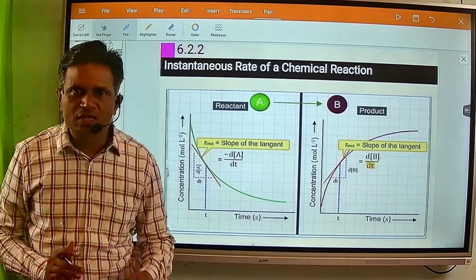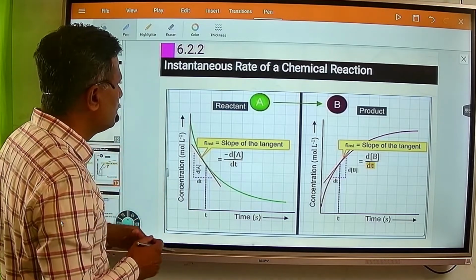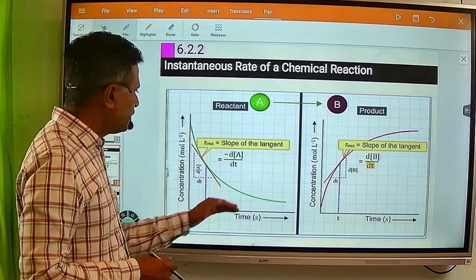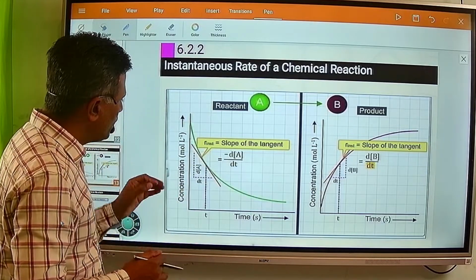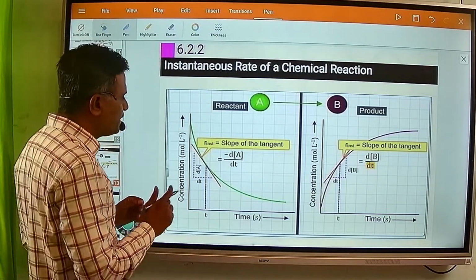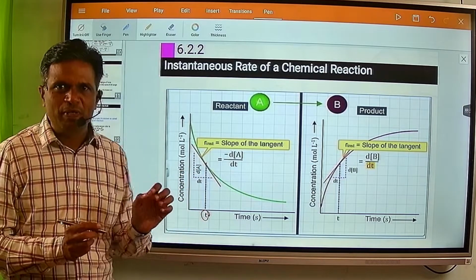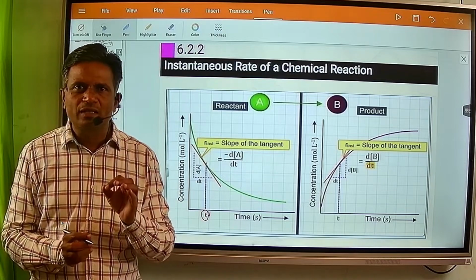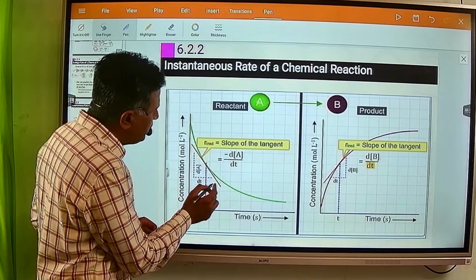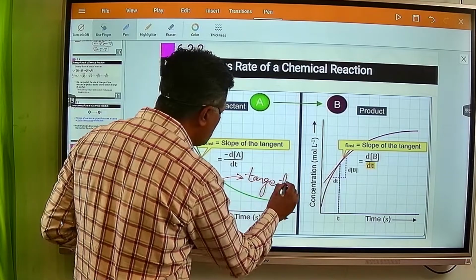Now the question arises, how to determine the instantaneous rate of reaction. For that purpose, I have considered two different graphs. One is for the reactant, another one is for the product. The curve for the reactant looks like this, the product like that. Whenever you determine the instantaneous rate graphically, we select any specific time, let us say this time t, a specific point on the curve. Remember, you have to select one specific time instant, and then draw the tangent to this curve. This is the tangent to this curve.